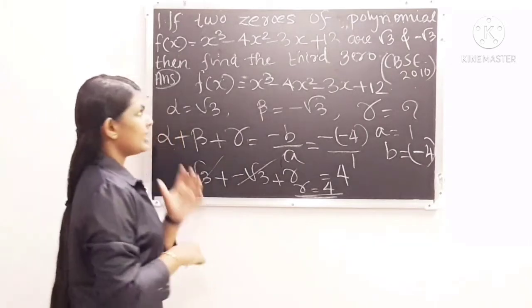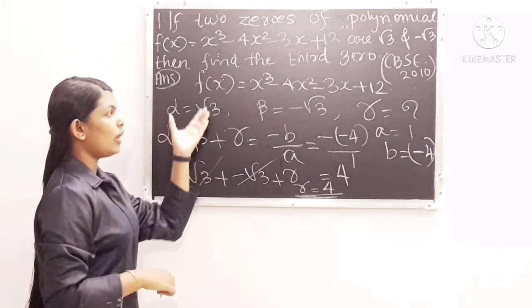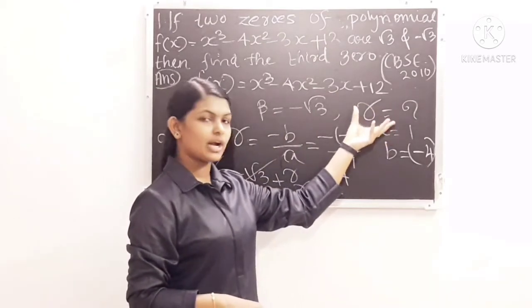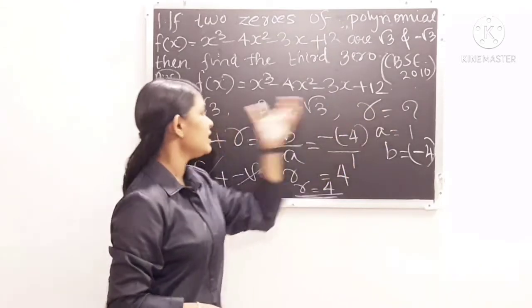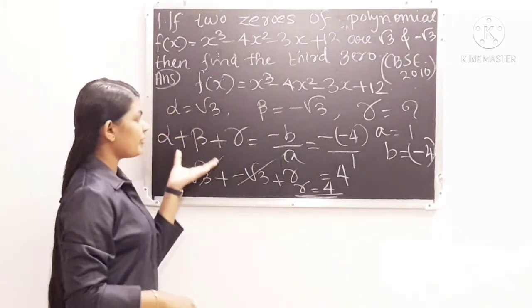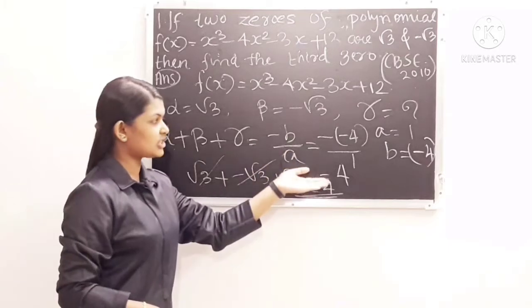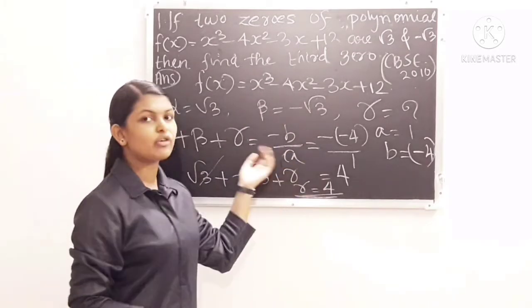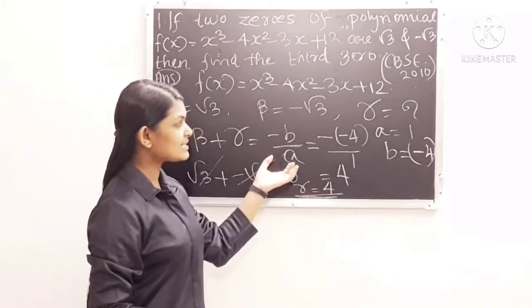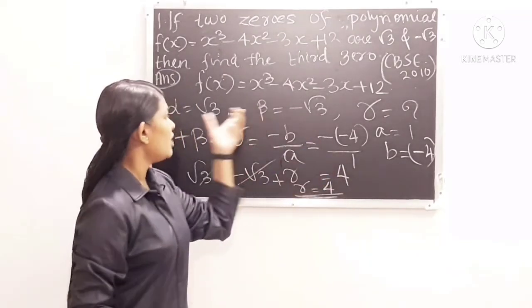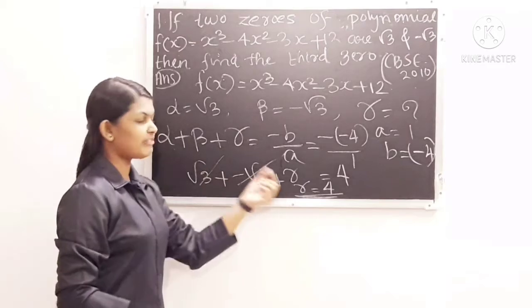In this question we are given two of its zeros and the question is to find the third zero. So to find the third zero, we have to take the usual relation, that is, the sum of the roots of a cubic polynomial is equal to negative of the coefficient of x squared divided by coefficient of x cubed, and in this relation it is equal to 4. Now we have to put the value of the given zeros and find the third zero.